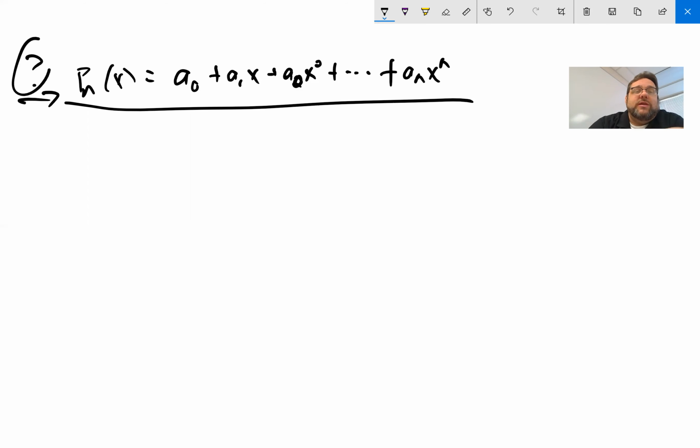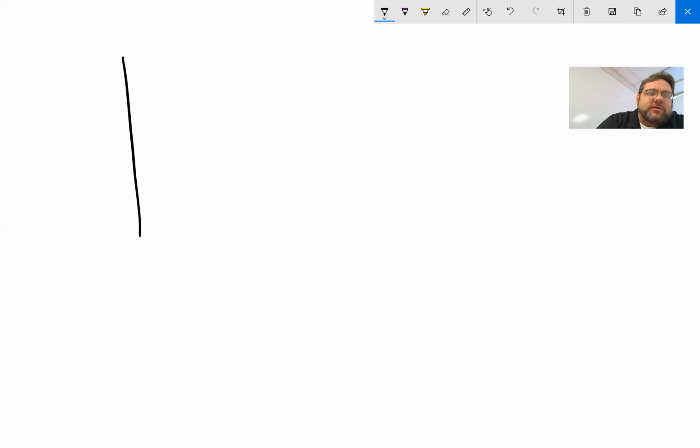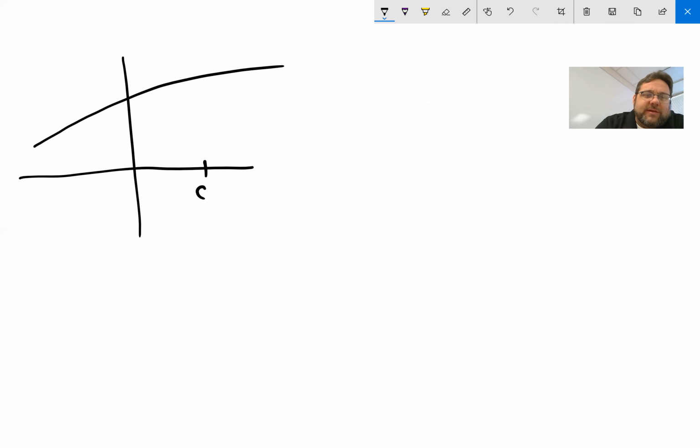That's the question. Well, we have to have some rules, and here's where it comes from. First of all, we're going to pick a value c. Let's say that we have our generic graph, and it looks something like this. Here is c, and there is f of c right there. What we want to do is approximate in some neighborhood around c, so we want our approximation to be pretty accurate there.